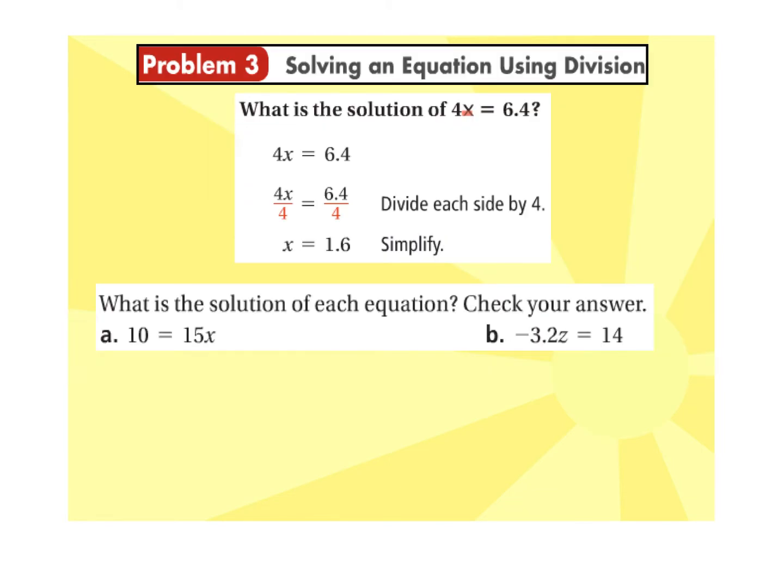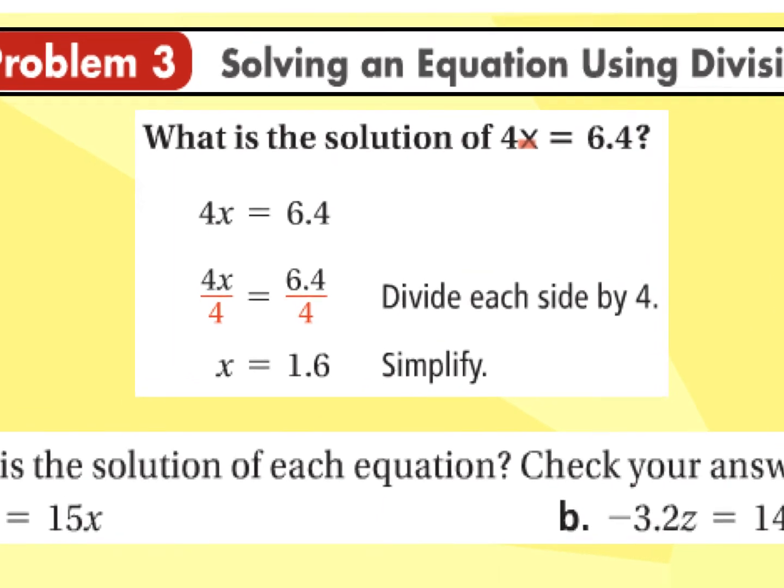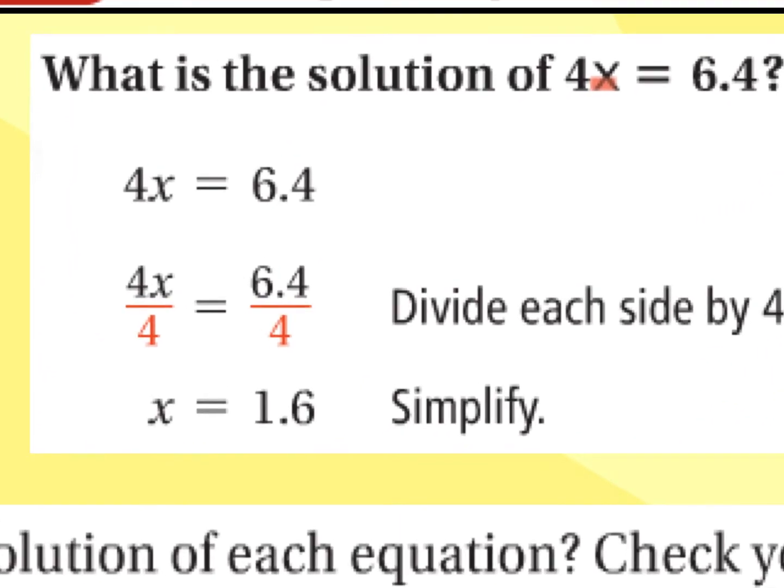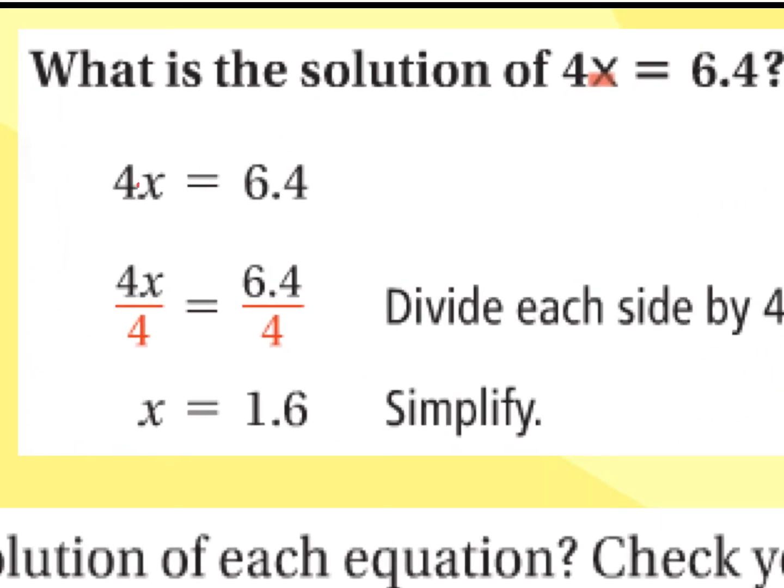So now we're going to practice, guys. Let's take a look at problem 3. It says, what is the solution of 4x equals 6.4? Well, guys, remember, 4 and x are put together by multiplication. I'm trying to get x alone. So I'm thinking of that inverse operation. The opposite of multiply by 4 would be to divide by 4. So they divide both sides by 4.